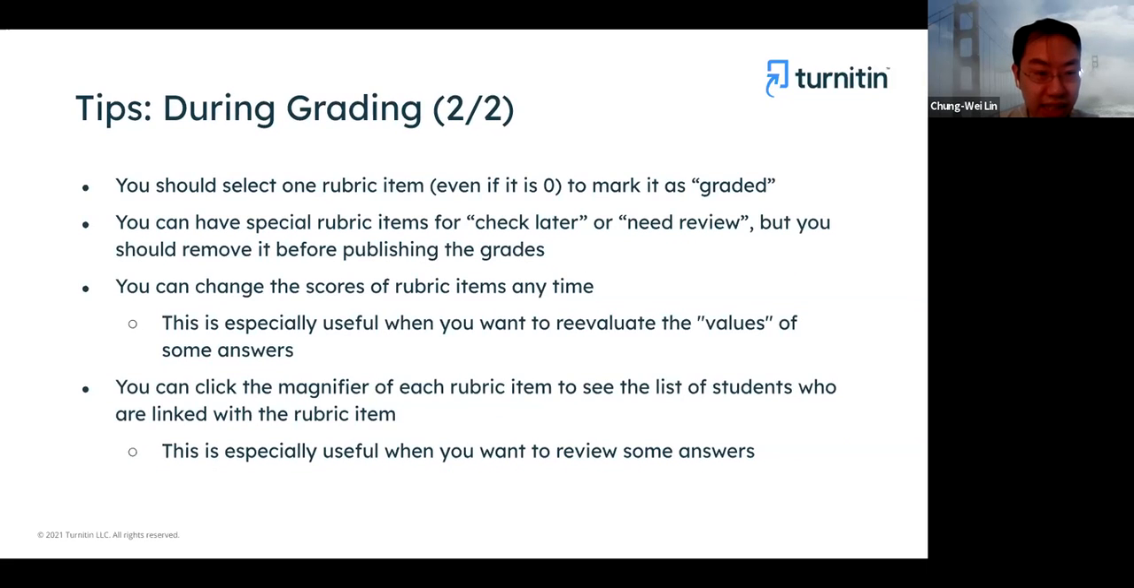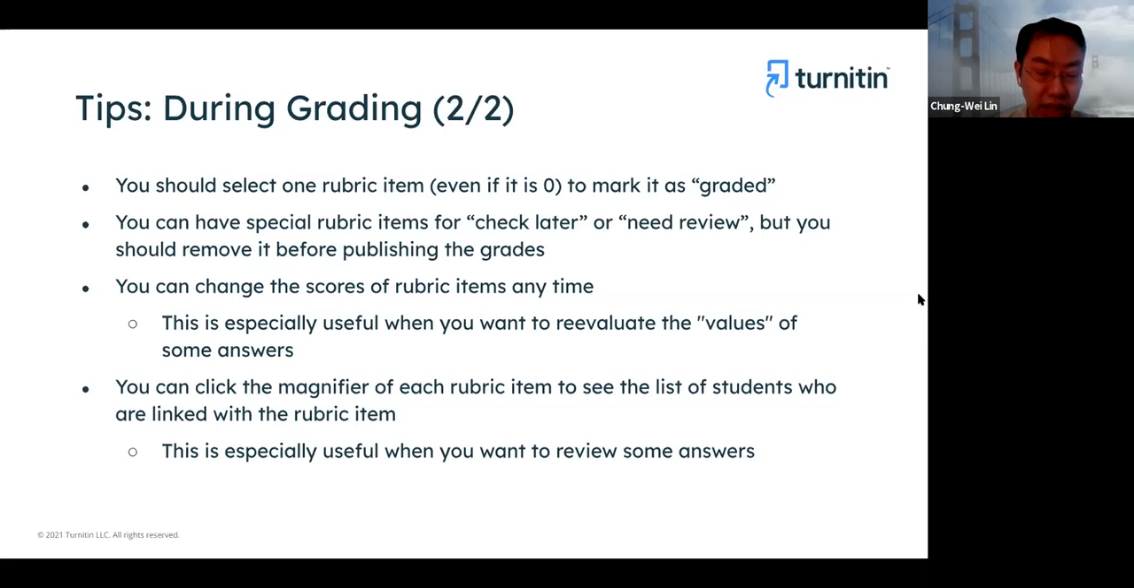Okay, and yeah, you should select one rubric item so that it will be marked as graded. That's an important step if you want to track the status of your grading progress. And sometimes if the homework or exam is graded by a TA, in some special cases they cannot decide to give or not give the point to the student. So they want the lecturer or teacher to decide what to do.